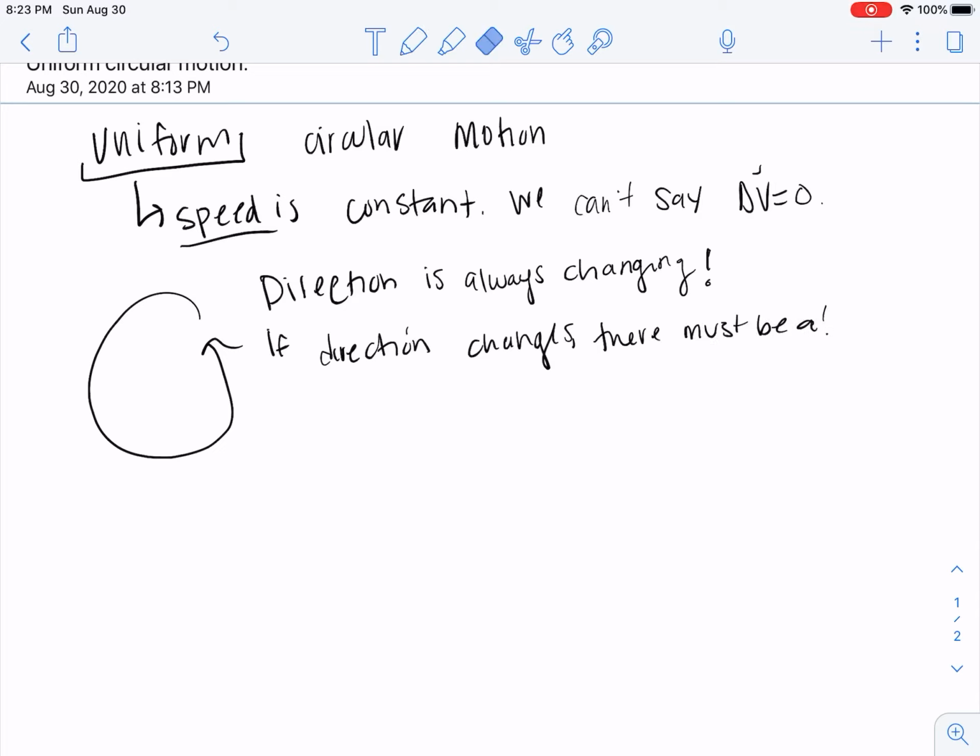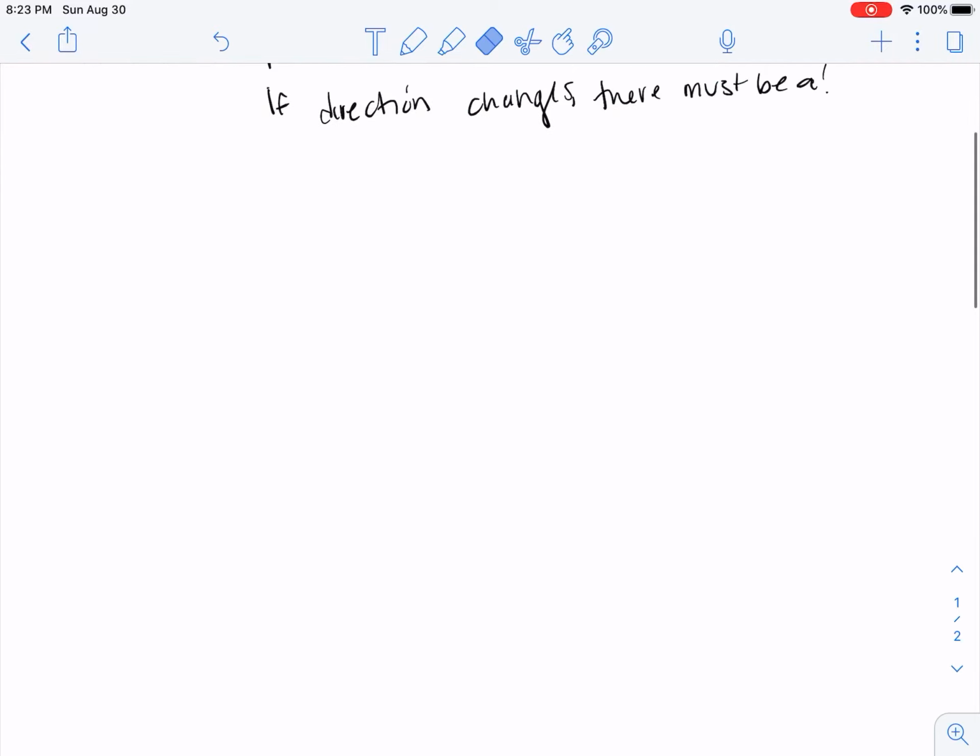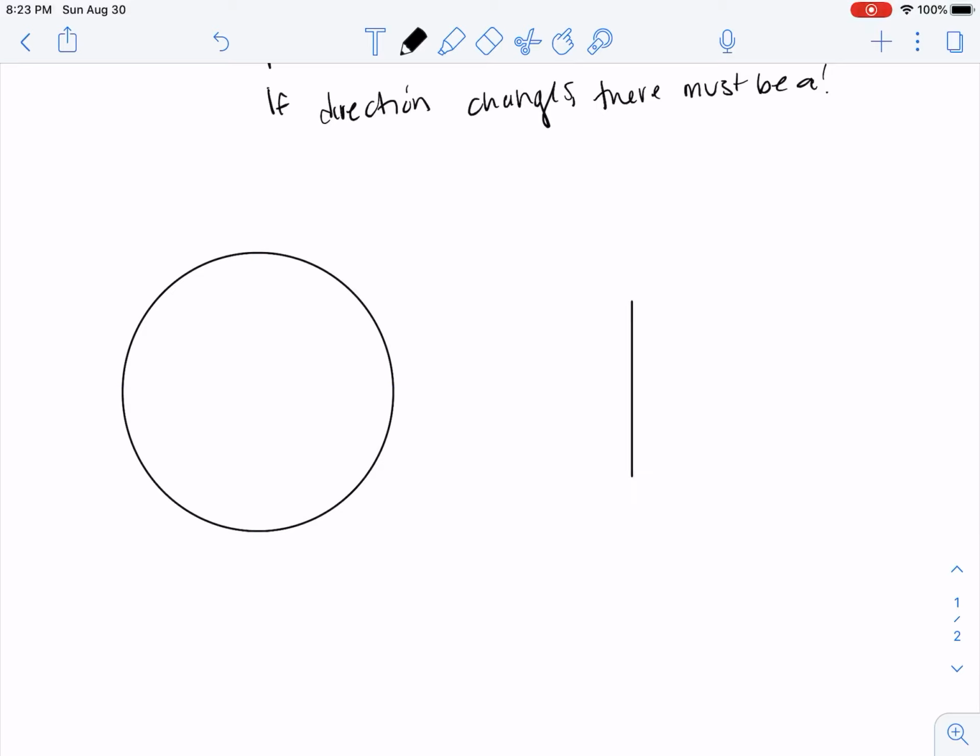So what we're going to look at in this example is trying to understand that a little bit better and how to find it. So the first thing that we're going to need is a circle. We're going to use that as our circle. And then we're going to need some velocity vectors. Now, because the speed itself is not changing, all of these need to be exactly the same size. So we're going to kind of just copy and paste this one.